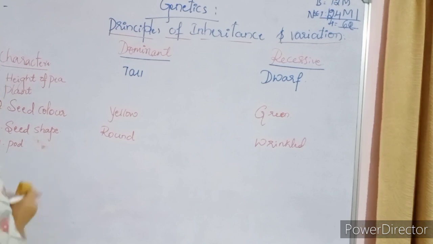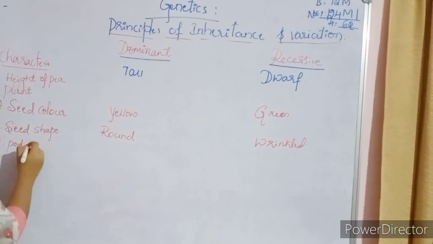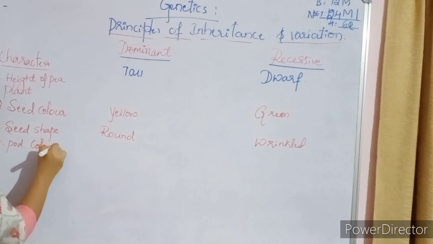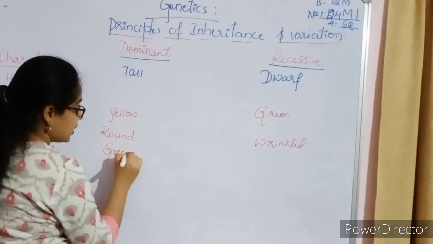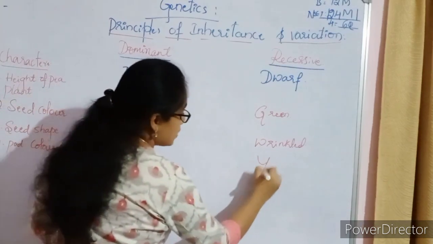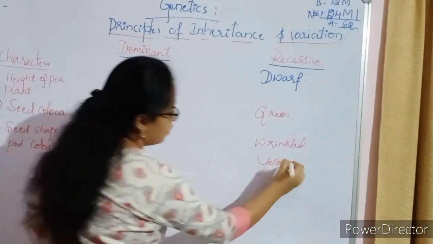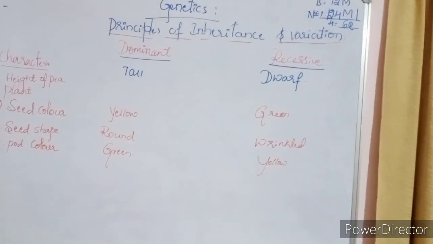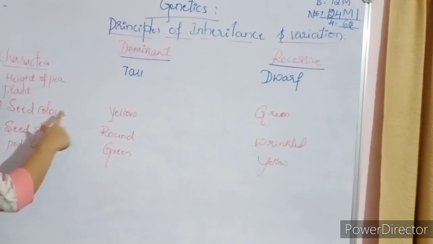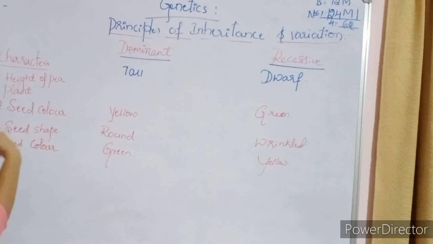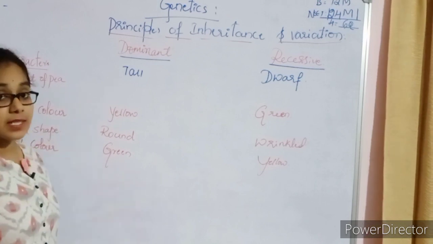We can write it as pod color first. Pod color. Okay. Again, it was of two types. One is green. Another one is yellow. Okay. So please don't get confused here. For seed color, the dominant character is yellow. For pod color, the dominant character is green.